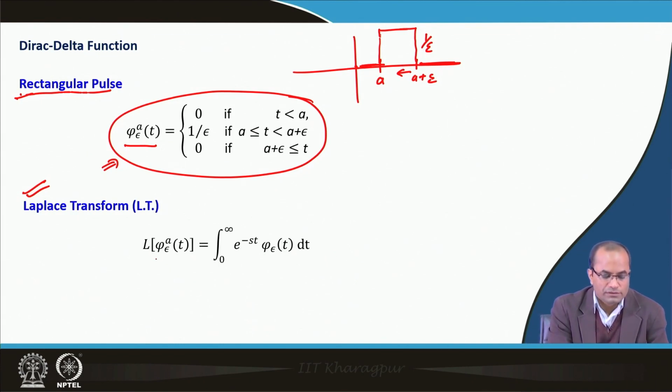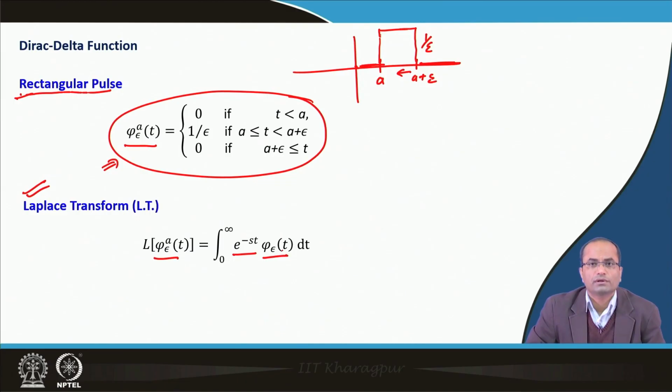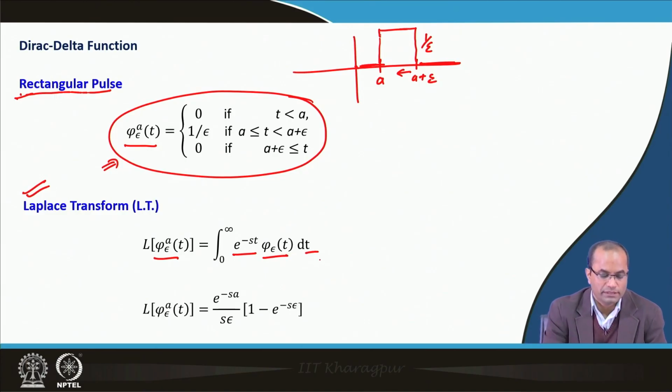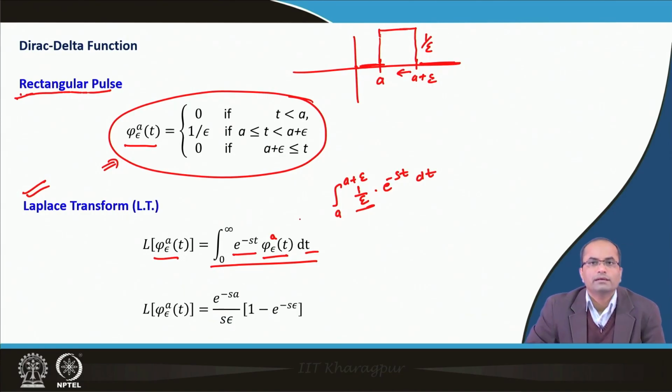So, getting this Laplace transform with the definition, we have e power minus s t, and then this phi epsilon t will be integrated over the variable t. So, how to get this integral? It is simple, because the integral is from 0 to infinity, and the function phi epsilon t is defined from a to a plus epsilon, or at a also. So, here we have 1 over epsilon, and then e power minus s t, and then we have d t, because in the rest of the domain phi epsilon a is 0.